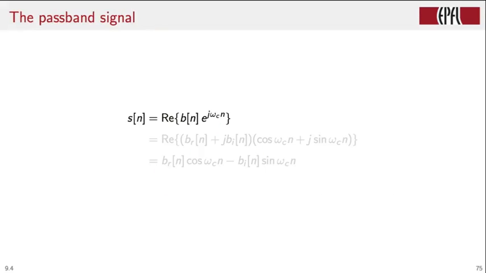The way it's done is very straightforward. We just take the real part of the baseband signal multiplied by e to the j omega c n, where omega c is the center frequency of the bandwidth of the channel. If we work it out, the math is very simple. We have the product of the real and imaginary parts of the baseband signal multiplied by cosine of omega c n plus j sine of omega c n. And the real part of this is simply the real part of the baseband signal multiplied by cosine of omega c n, minus the imaginary part of the baseband signal multiplied by sine of omega c n.